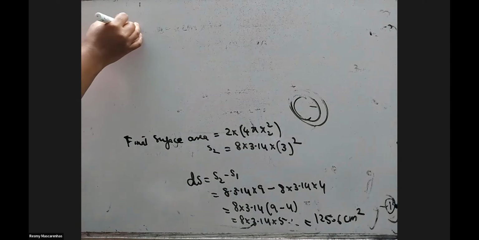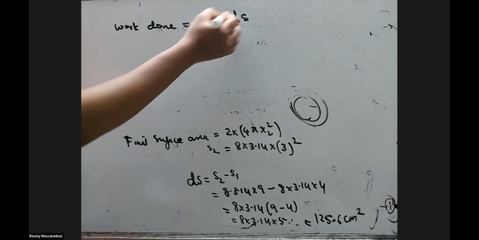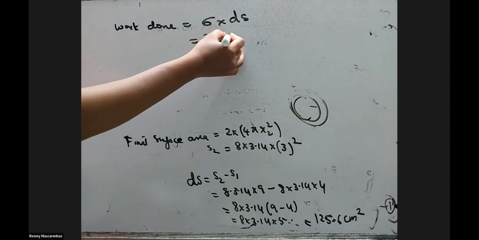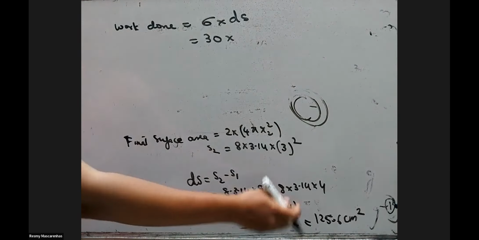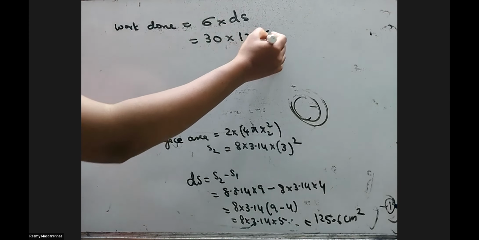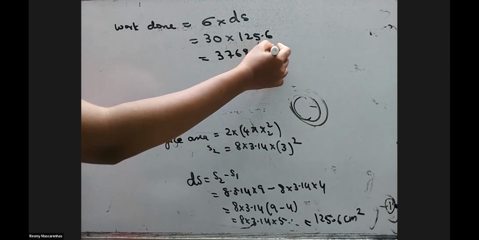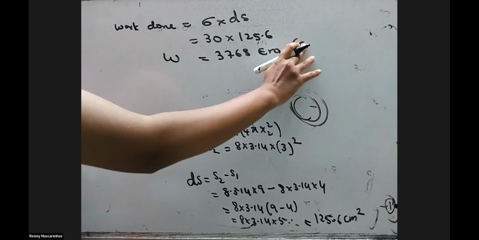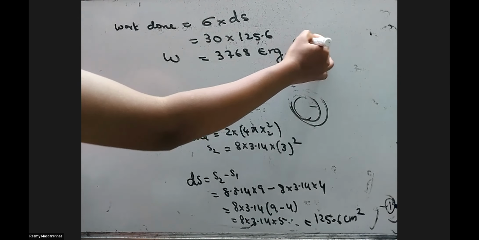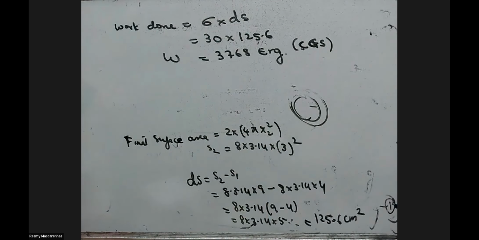Now work done is what? This is the formula. Surface tension is already given as 30. In the question it is given as 30. And this ds we have calculated just now, 125.6. Now work done is, we are doing what? CGS system. Why CGS? This was given in terms of centimeter. Everything we have taken in terms of centimeter, if you see.